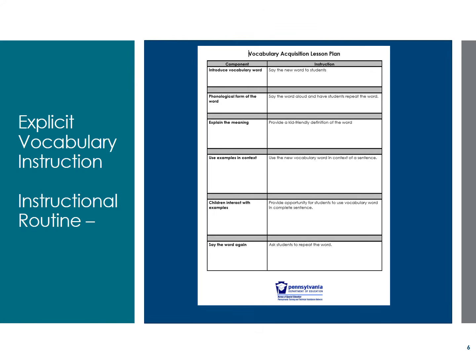The students would pay attention to the phonological form of the word and say the word out loud. The teacher would provide a student-friendly definition using terms and references that students will understand. The teacher would then use the new word in the context of a sentence and then provide students opportunities to use and apply the vocabulary word in a complete sentence. Then the students repeat the word.